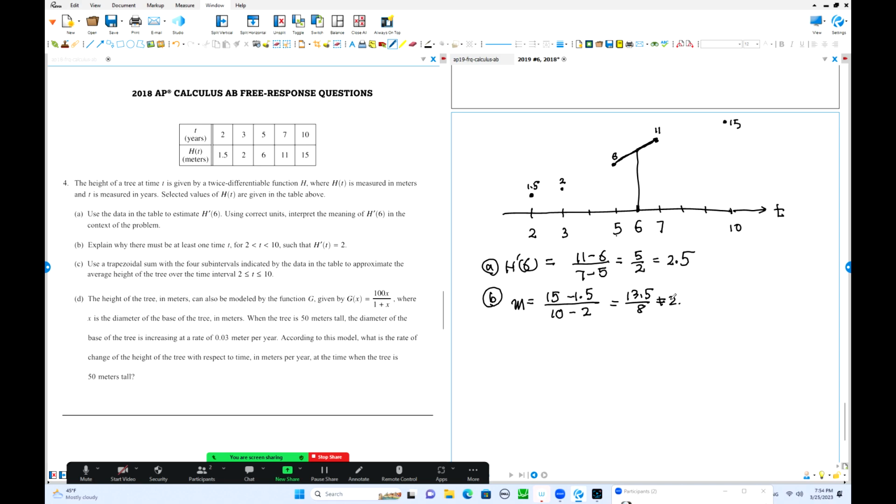But they said, why there must be at least one time t between 2 and 10. Between 2 and 10, they said. Oh.